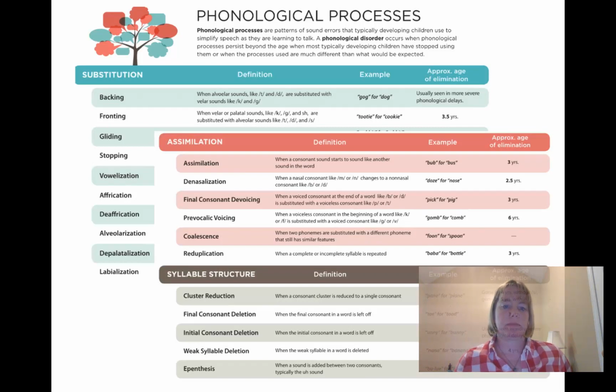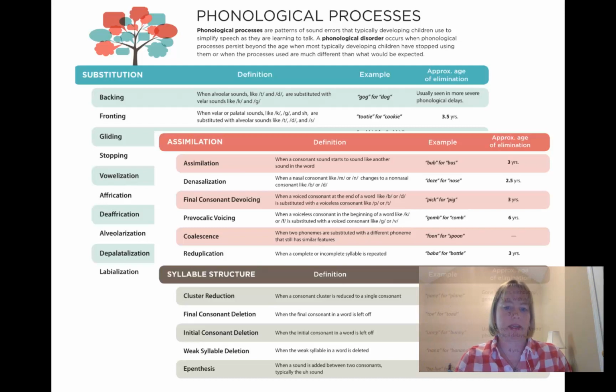The other thing that we see sometimes is assimilation. So here is when maybe a consonant sound starts to sound like another sound in a word. So bub for bus is one of the examples they used. Or when you're voicing a consonant at the beginning of the word, it's substituted with a different voiced consonant. So if we're trying to make a K or an F sound, that's a real typical one that students will struggle with. They'll substitute that with a G or a V. So comb is the example here. They might say gome. Okay, at 6 years of age, we typically see that stop.